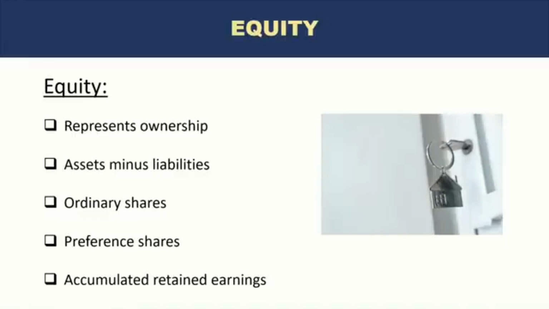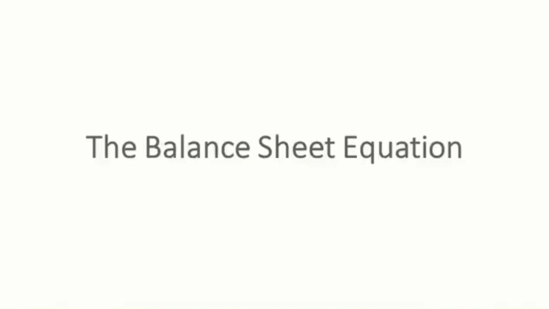So accumulated retained earnings really show the accumulated profits over the years. If the company has been in business for 10 years, over the period of 10 years, all the profits that the company has earned will be reflected as accumulated retained earnings.